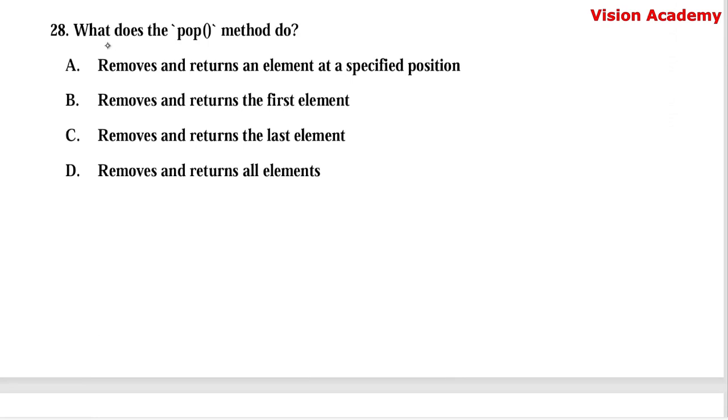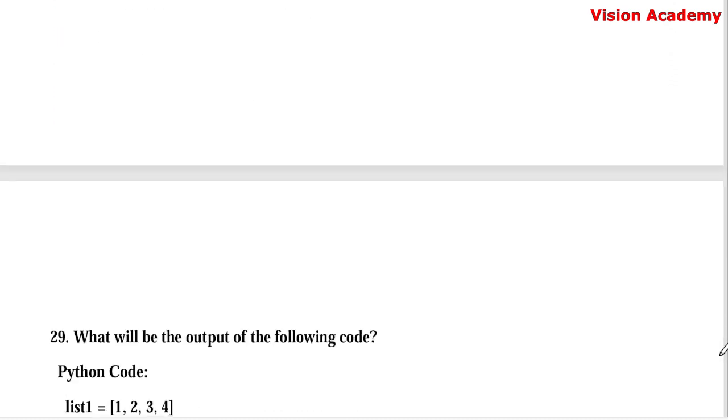Question number 28. What does the pop method do? Option A, removes and returns an element at a specified position. B, removes and returns the first element. C, removes and returns the last element. D, removes and returns all elements. Here, option C, removes and returns the last element, is the right answer.